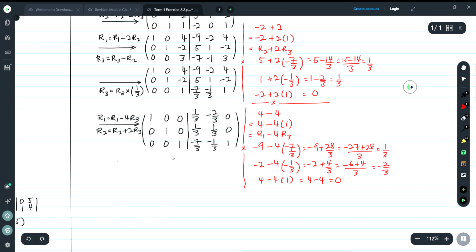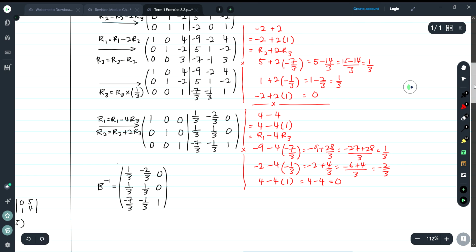Okay, so we complete the augmented matrix. So now the left hand side is I. So automatically the right hand side will be the inverse of D. Oh, sorry, I need to modify this one. This one should be D, the inverse of D.